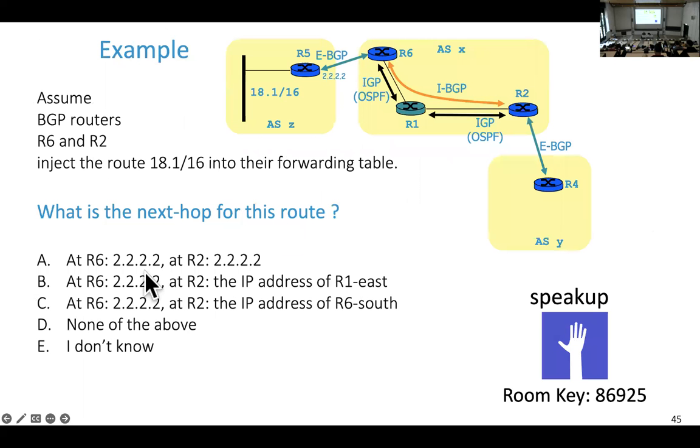Let me explain it here. It's the same example as before, but we do not do redistribution here. We do injection, meaning that when R6 learns this route, it will put it in its forwarding table. Also, R2 will learn this route through IBGP. They would put it in their forwarding table. And I'm asking what would be the next hop in the forwarding table at R6 and at R2. I will open the poll.